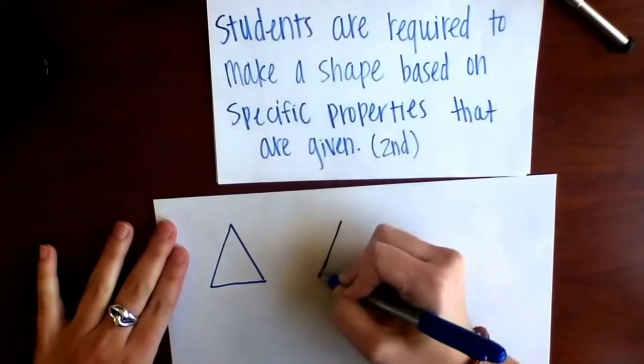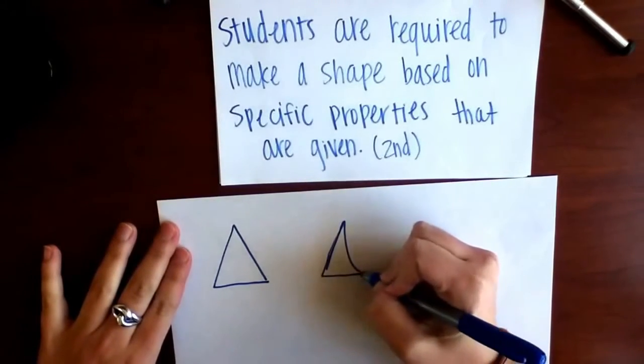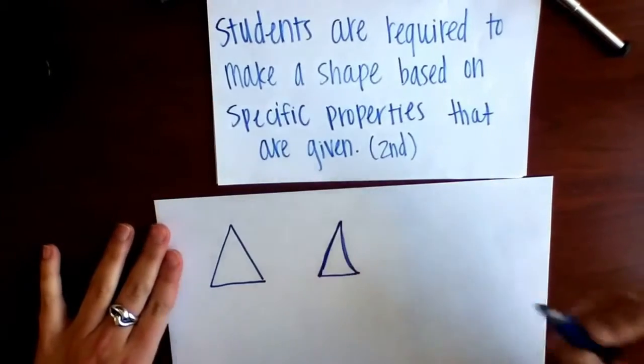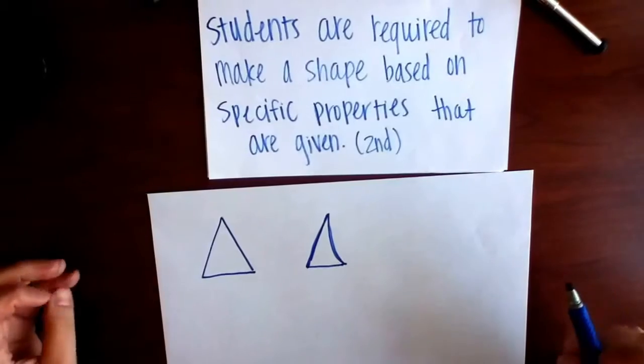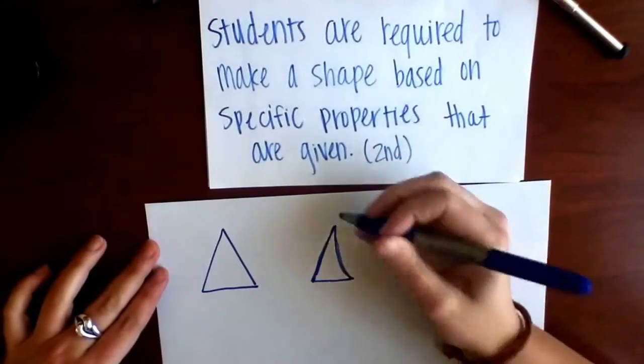Say a student drew a shape that looked like this. This means that they have not mastered this level yet because they don't know that a triangle has 3 straight sides.